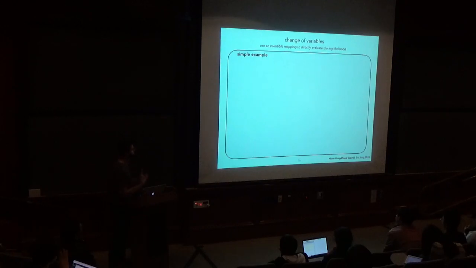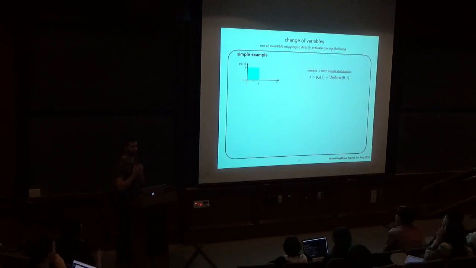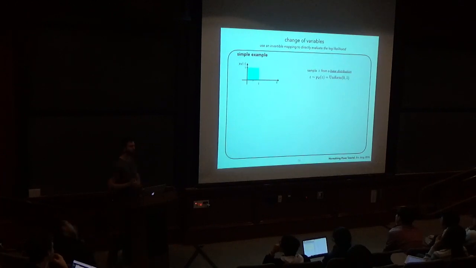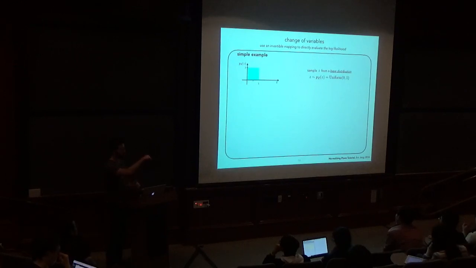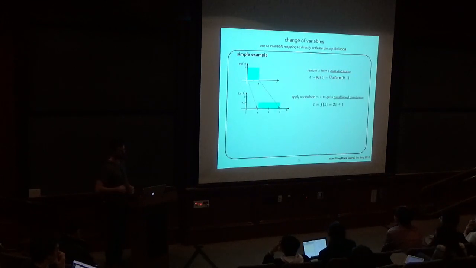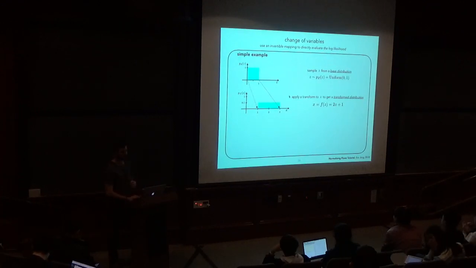So let's go through what the change of variables formula is, with a simple example. Imagine I have a simple uniform distribution, which I'll call my base distribution, defined from 0 to 1. It's a uniform distribution, so it has to integrate to 1, so I'm going to have a probability of 1 in this interval. Now what I'm going to do is apply a transform to this simple base distribution, and that's going to map it to this new variable x. I'm going to apply this function, or this transform, to z, which is 2z plus 1. That's all I'm going to do.